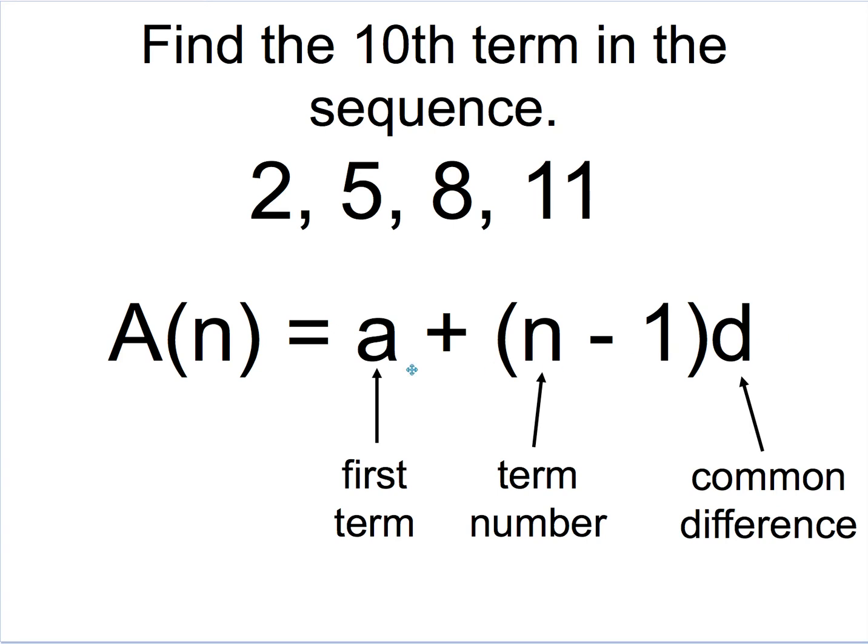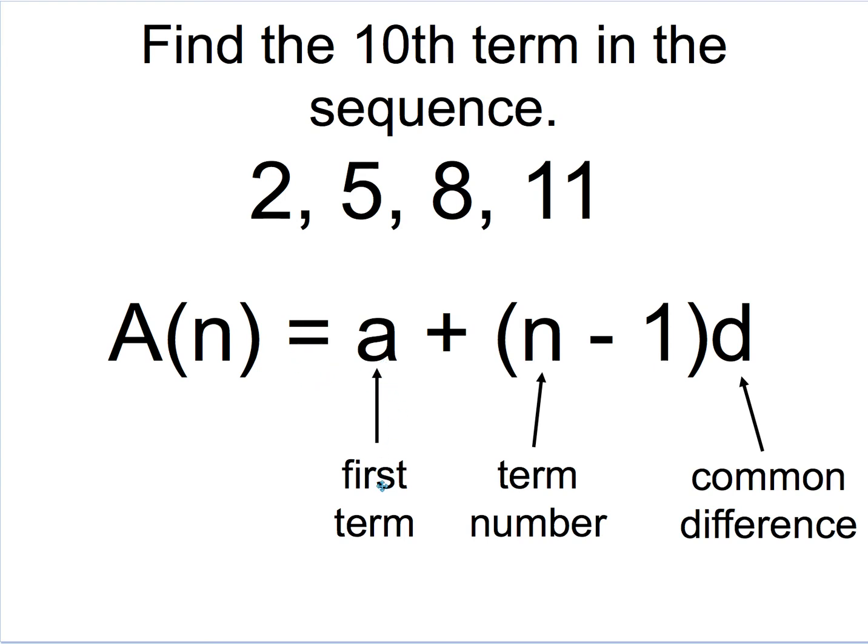If you use this formula, A of n equals A plus the quantity n minus 1 times D, you will be able to figure out any term. So the 10th term, the 15th term, the 100th term, whatever they ask for, instead of having to list out all the numbers. Now, what do these numbers stand for?